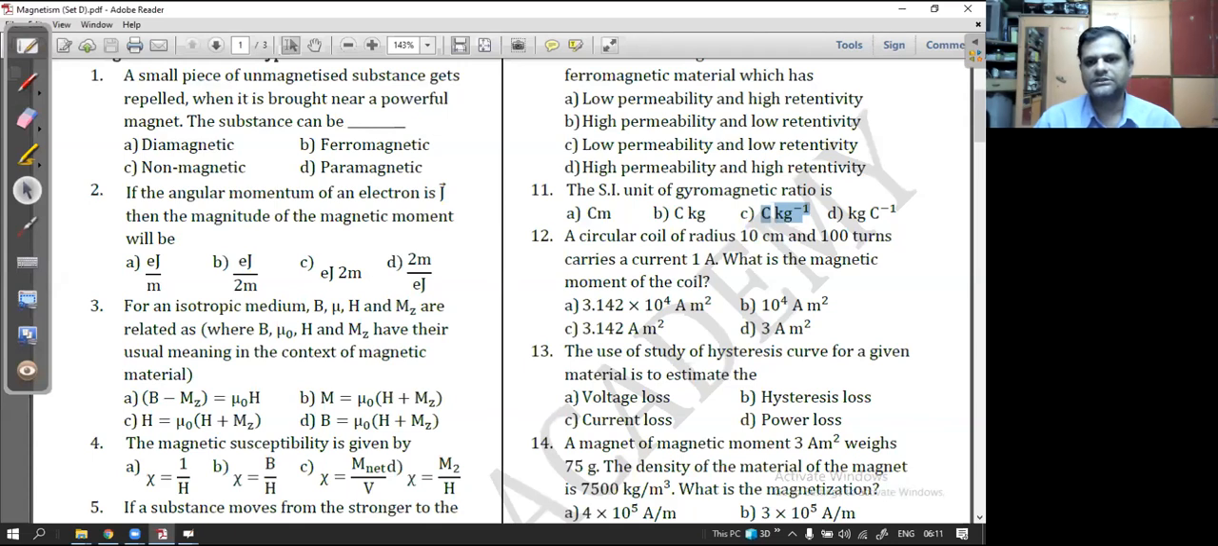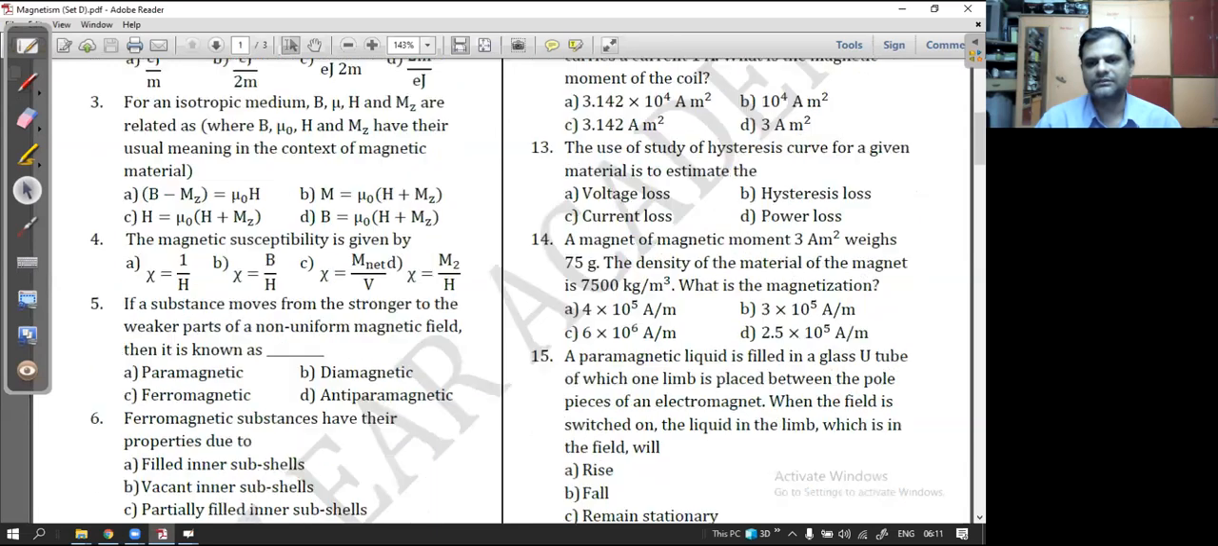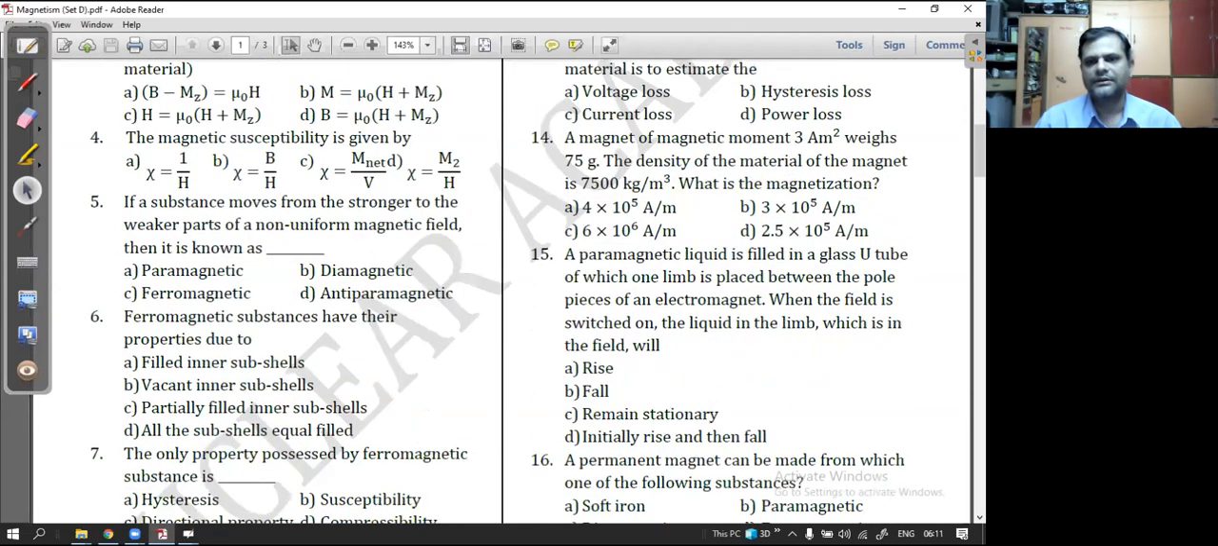Yes. Let us take this 12th one. A circular coil of radius 10 and 100 turns carries current 1. What is the magnetic moment of the coil? You can just solve it. 14th वाला देखो, a magnet of magnetic moment 3 weighs 75. Yes, we can just take this on your board.